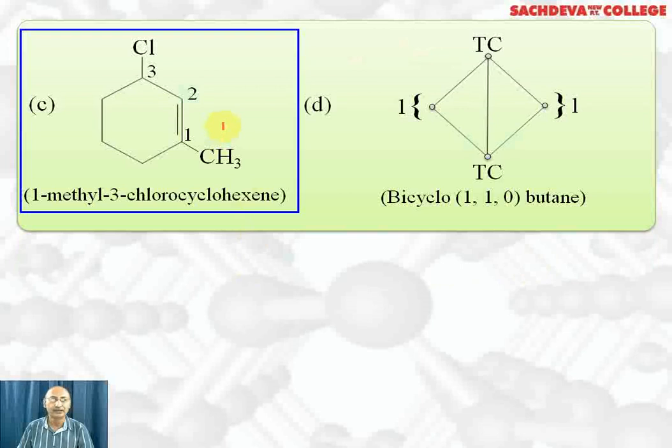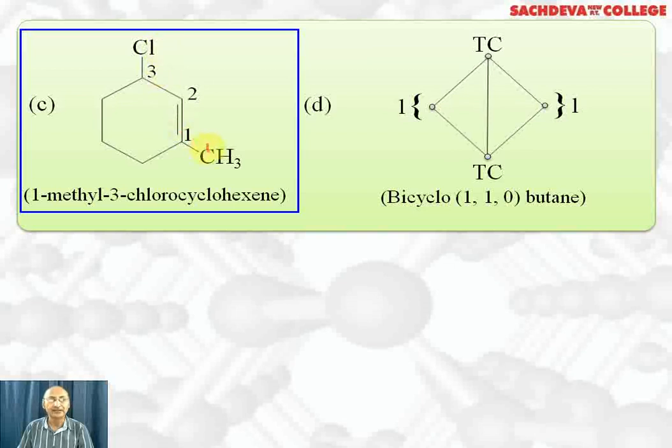This example we are going to take up here. Parent is cyclohexene. Why cyclohexene? Because there is a double bond in a cyclohexane, so it becomes cyclohexene as a parent. First number this carbon will get because it is attached to the double bond. So the methyl group gets number 1, and at the third carbon we have got chloro.